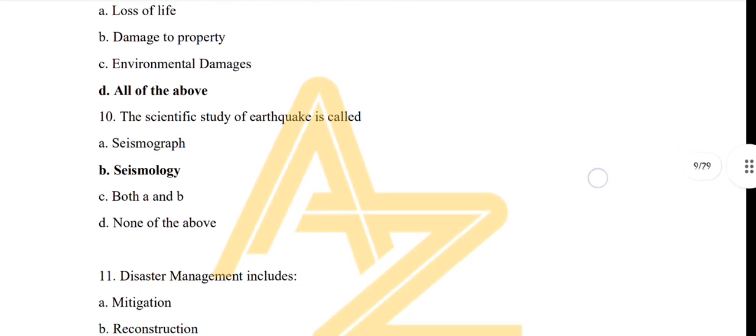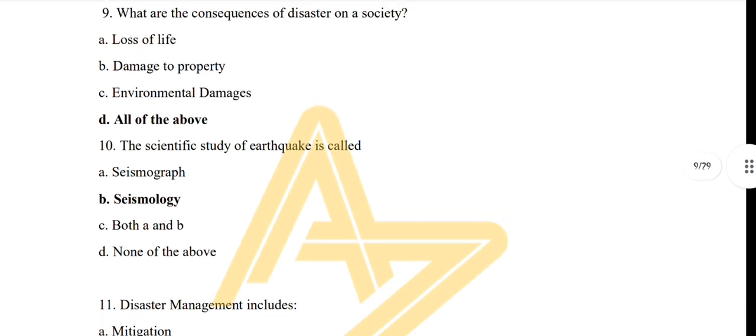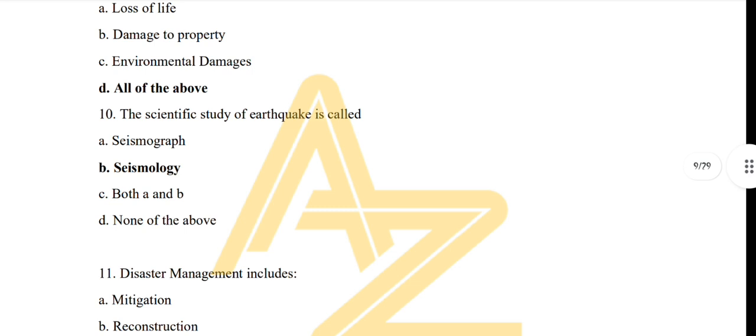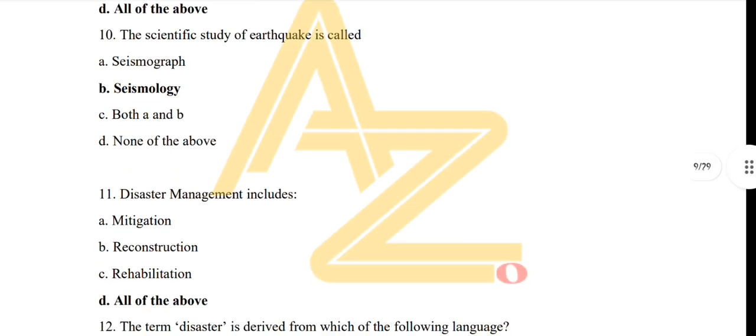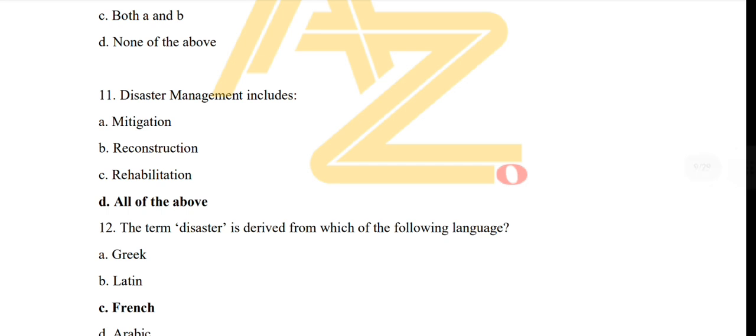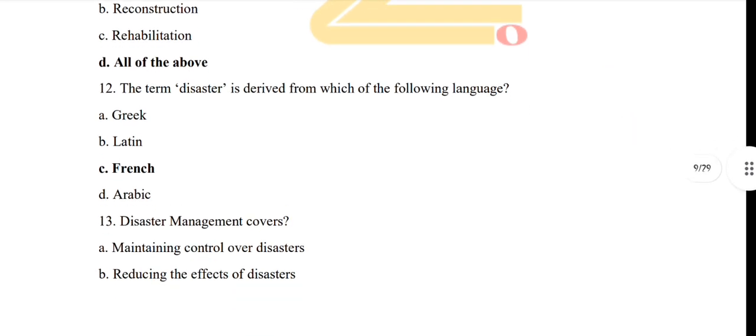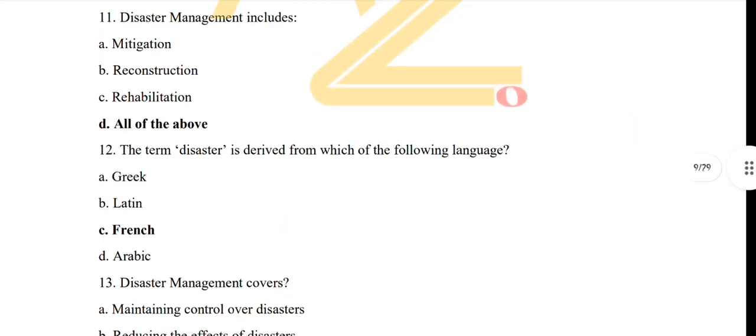All the above: loss of life, damage of property and environmental damages. So that's it, all the above. Scientists who study earthquakes are called seismologists. So, 11th question. Disaster management includes all the above: mitigation, reconstruction, rehabilitation.